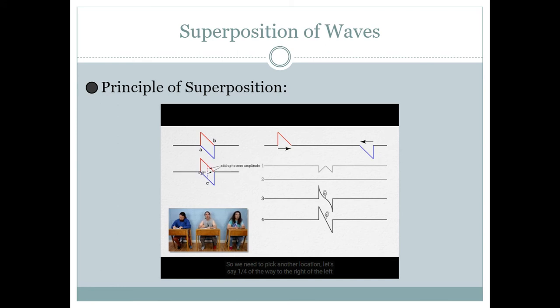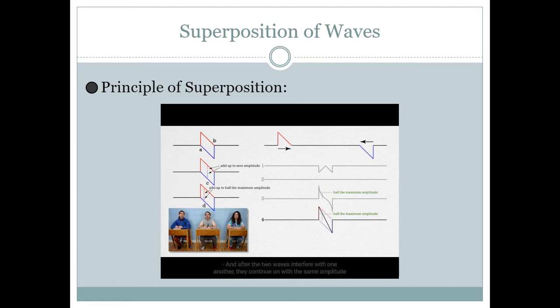Let's say 1/4 of the way to the right of the left edge. We'll call it location D. At that point, the red wave is 3/4 of the maximum amplitude and above equilibrium, and the blue wave is 1/4 of the maximum amplitude and below equilibrium. Those two waves add up to half the maximum amplitude above equilibrium. Therefore, the correct answer must be 4, because 4 is at half the maximum amplitude above equilibrium, 1/4 of the way to the right from the left edge, location D. Choice 3 is less than half the maximum amplitude at that point. So yeah, it has to be choice 4.